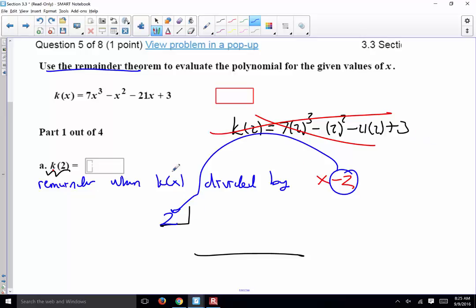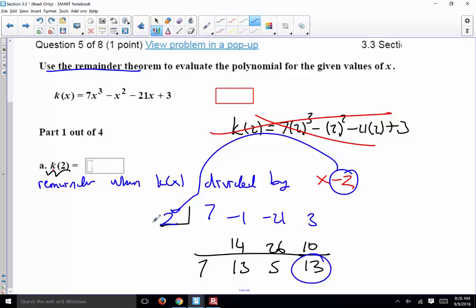So you will put 2 here, 7, minus 1, minus 21, and 3, and do the synthetic division. So this is 7, 14, 13, 26, 5, 10, 13. So the answer is 13. That's it. See? Got it? Do we really get 13 when you do the regular computation?